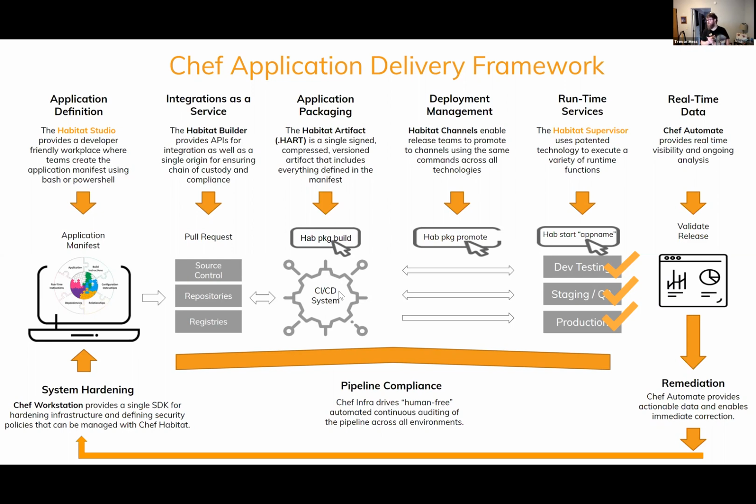You then get into the actual package itself, which we call the Habitat artifact, which is represented by a HART file, which is a single signed, compressed, versioned artifact that includes the things that are defined as part of your application's manifest.